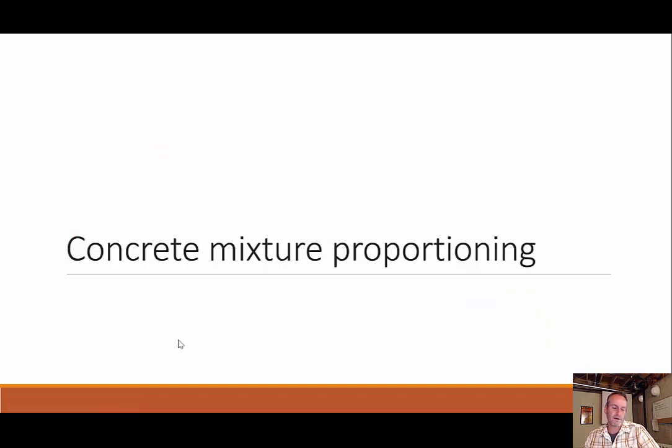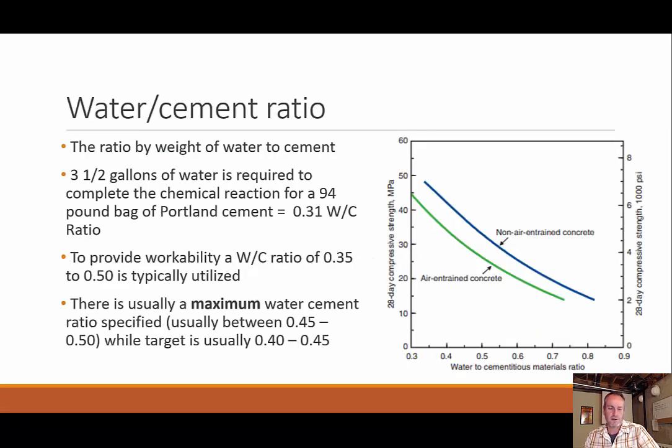So let's move on to concrete mixture proportioning. What about our proportions? The most critical one we talk about is the water to cement ratio. Definitely, you'll hear this all the time. And this is a ratio of water to cement, as you could guess. And as I've already said, the more water, the less strength.